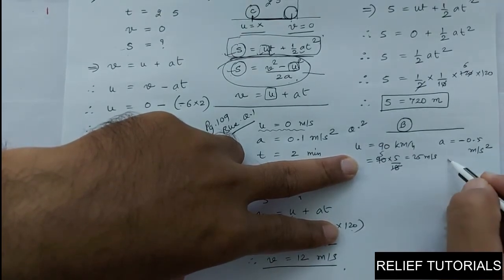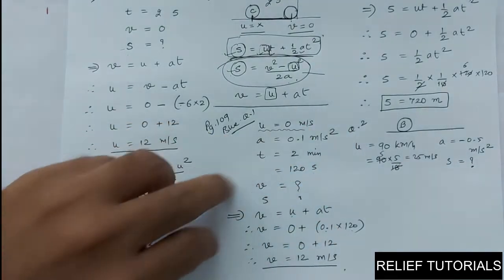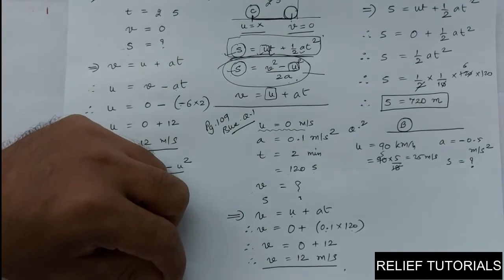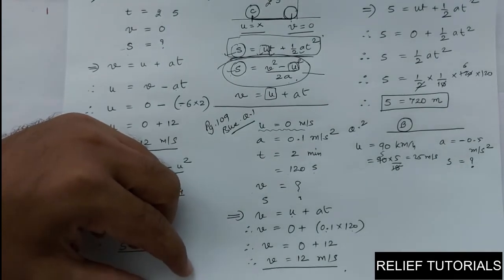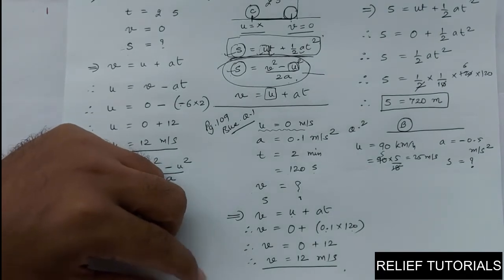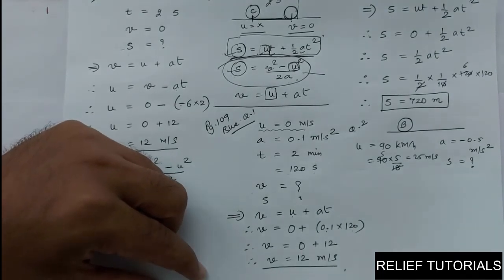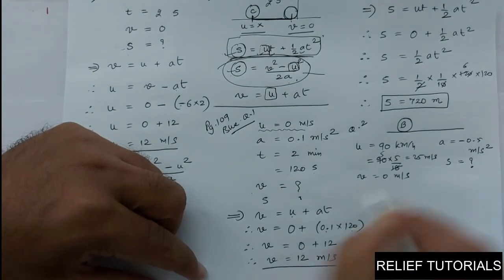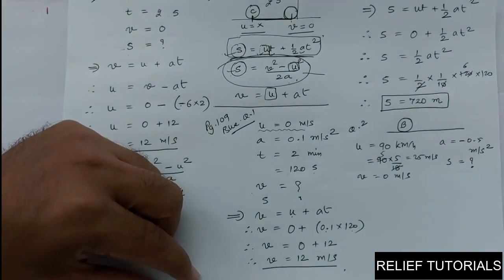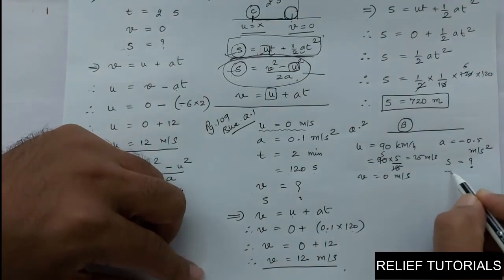How far the train will go before it is brought to rest. So distance is our question. How far means distance we have to find. So how far the train will go before it is brought to rest. Rest means final velocity should be 0. That's all. And s is our question only.